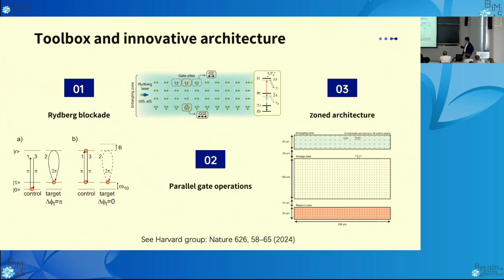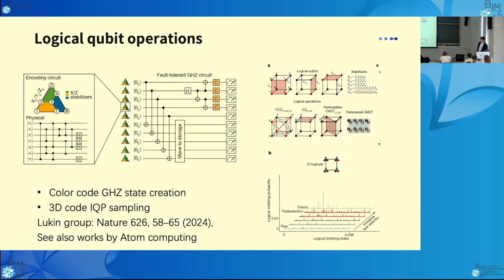So I mentioned this entangling zone, and there's a storage zone where you can have qubits that are just lying there with coherence preserving operations. And then there's a readout zone to measure the qubits. So this zone architecture makes realizing logical qubits with lots of physical qubits possible. And this was work done by the Harvard group last year, where they realized entangling multiple, in this case, color code logical qubits, and in this case, the sampling tasks.